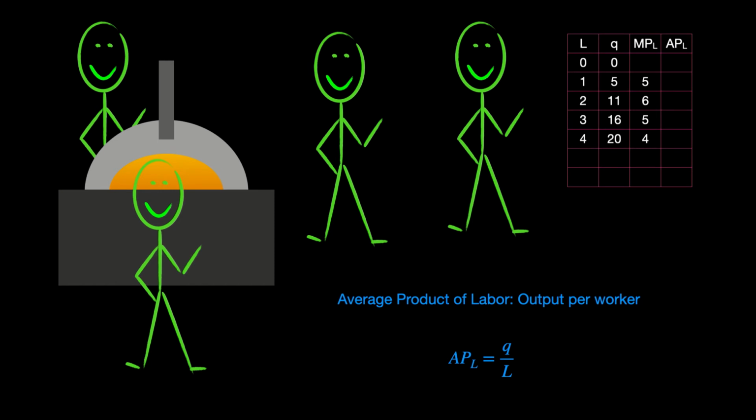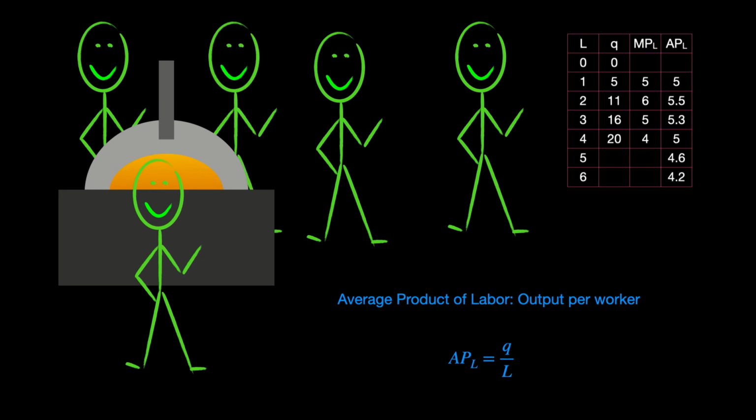The average product of labor can be used to measure the average productivity of the workers hired. It is the output per worker. What is the average product of labor when 4 workers are hired? Please solve this problem. Plugging the output and number of workers when labor equals 4 into the equation of average product, we get 5. This means that when 4 workers are employed, each worker produces 5 pizzas on average each hour.